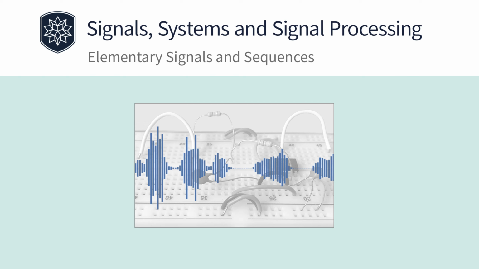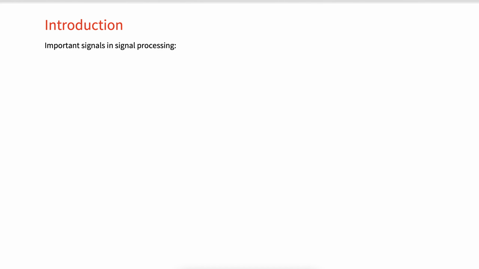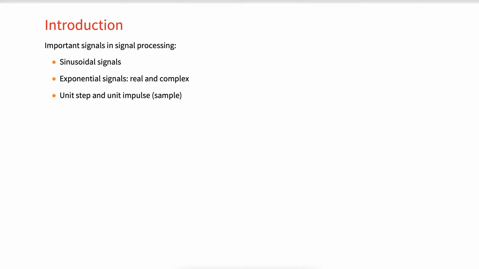The topic of this lesson is elementary signals. This lesson covers some of the very important signals that are used in different places in signal processing, either as building blocks for more general and complex signals or for describing and analyzing systems. These signals are sinusoidal signals, exponential signals, unit step, and unit impulse or unit sample.